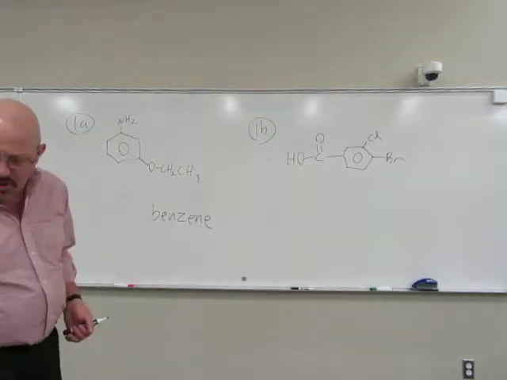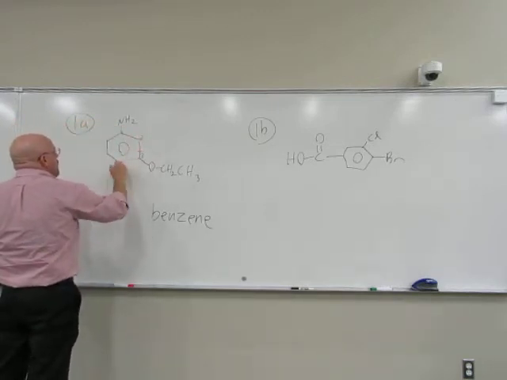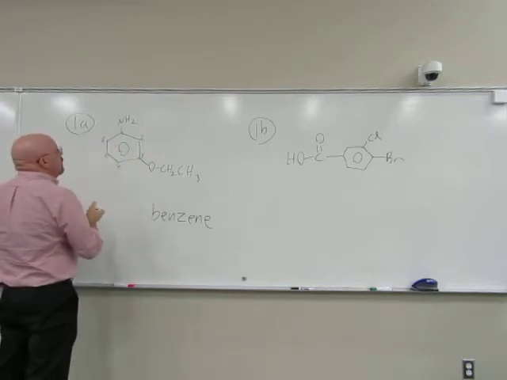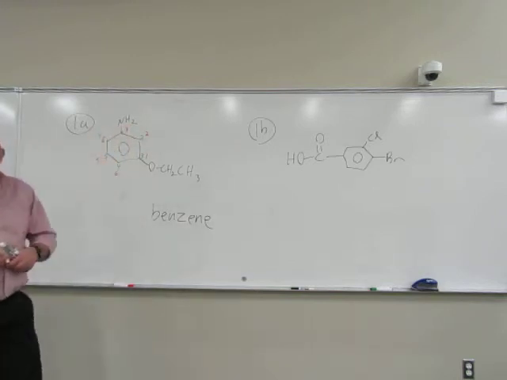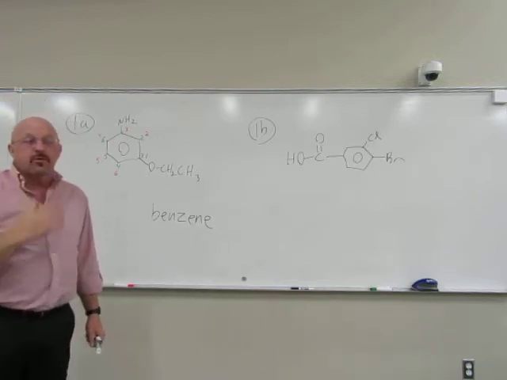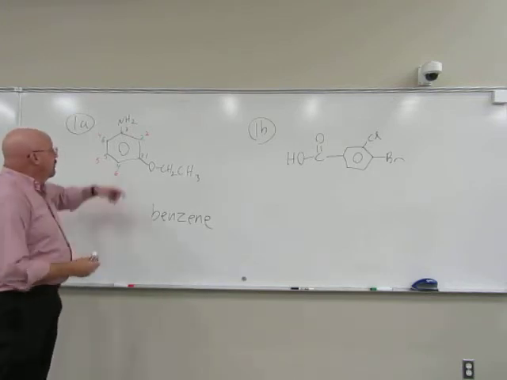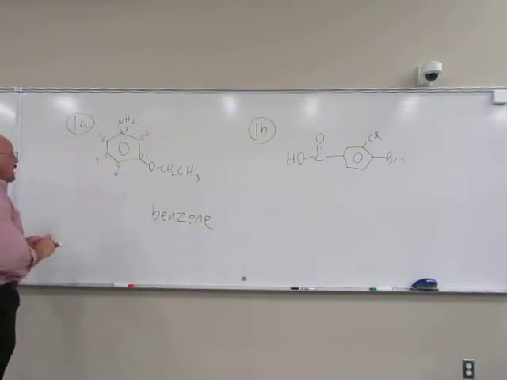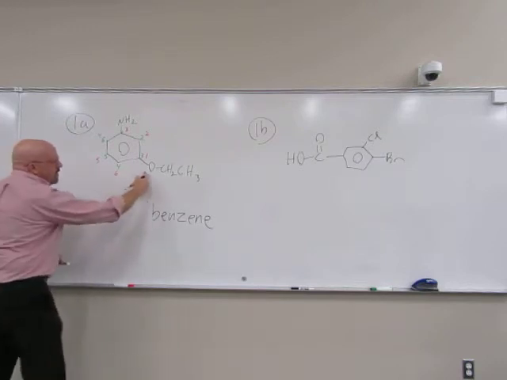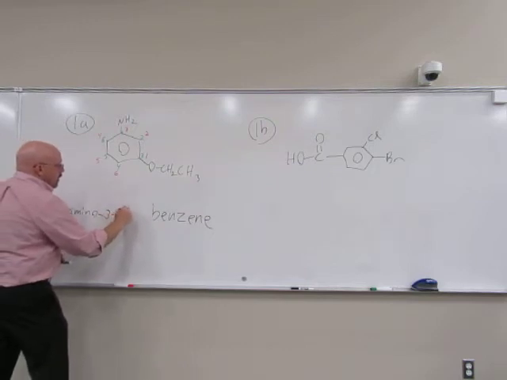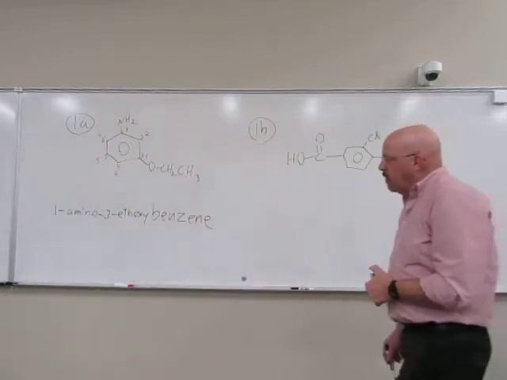I need to tell the position of these. Now, it's the same either way. If I number, it is 1, 2, 3, or it is 1, 2, 3. So it's a tie in numbering. The substituents are on the 1 and the 3 position. When we have a tie, and only when we have a tie, you give the smaller number to the one that comes first alphabetically. So we give the smaller number to the amino group. It gets the 1 position. So this is a 1-amino, 3-ethoxy benzene. Now that's the IUPAC name.